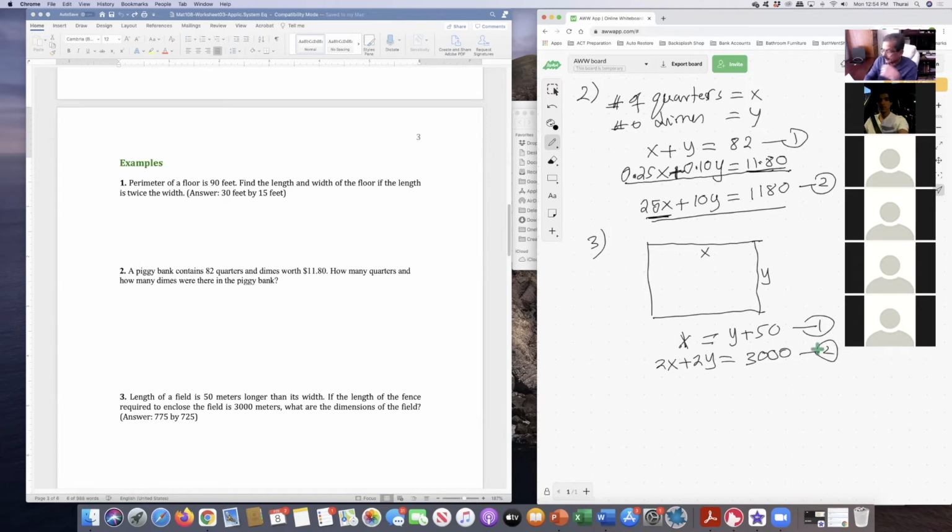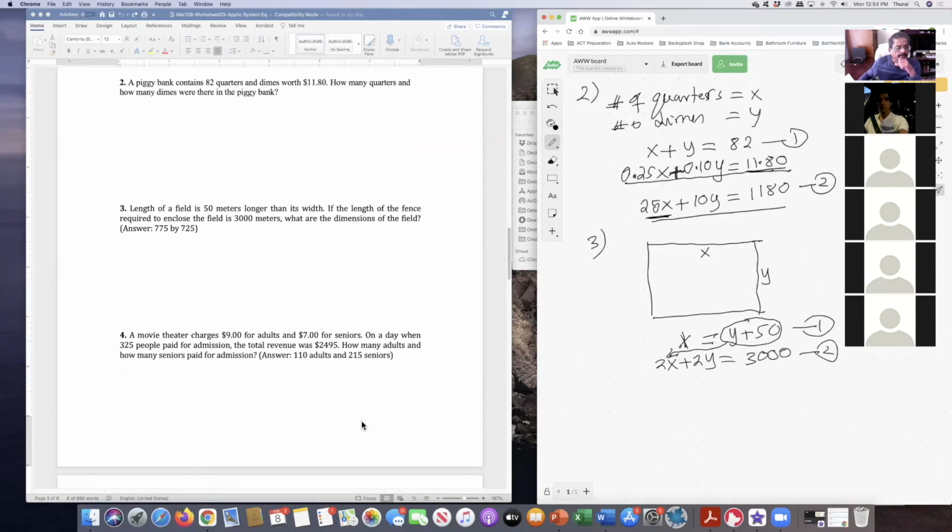And now we have the two equations available. I had to solve them. Which method will be convenient here? Anybody? Substitution. Substitution is convenient because the first equation is already solved for x. So you can substitute the y plus 50 for the x in the second equation. So that'll be the easiest way. But I'm not going to solve it. You know how to do that.